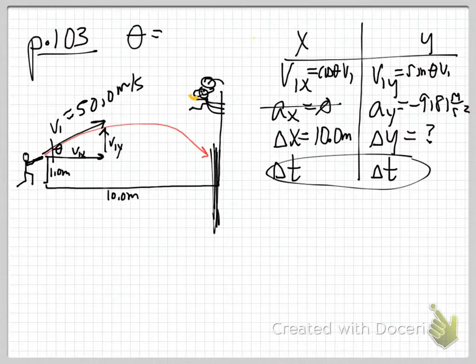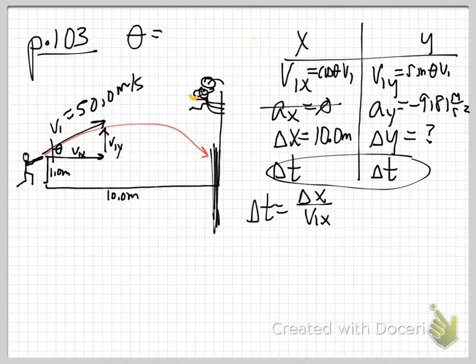Delta t is, of course, going to be the bridge that connects the axes. So we can do the same thing we've been doing, we just have to do it a little bit more carefully, because no longer is our VIY 0. So we can do this. Delta t is equal to delta x over VIX. That's still true because there's no acceleration on the x-axis. So that's still a true substitution.